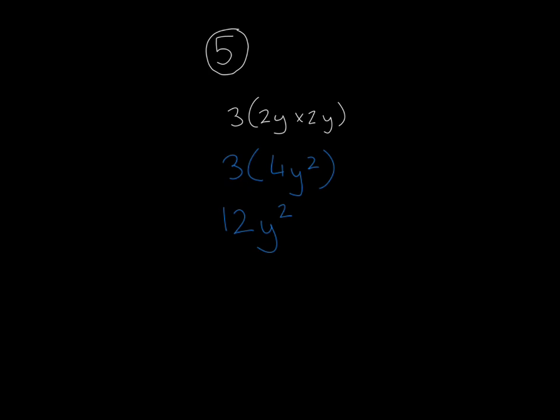If I had given you, for example, y times x, we can multiply these two by each other, but it's not going to give us y squared or x squared. It is simply going to give us xy. So just to bring it back, our final answer for question 5 was 12y squared.